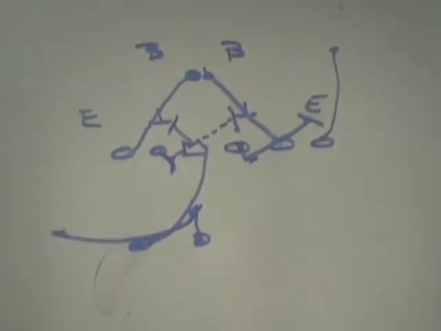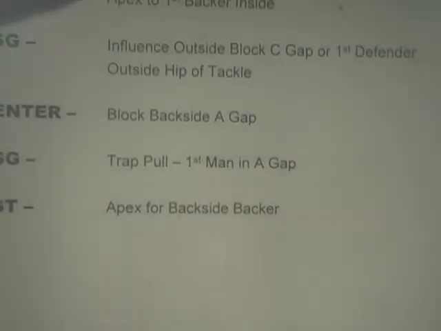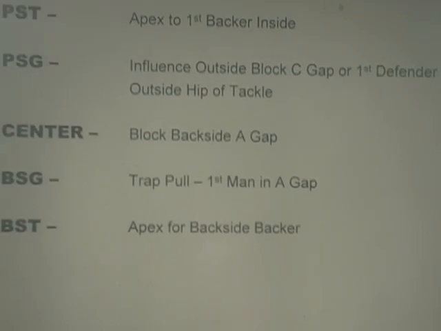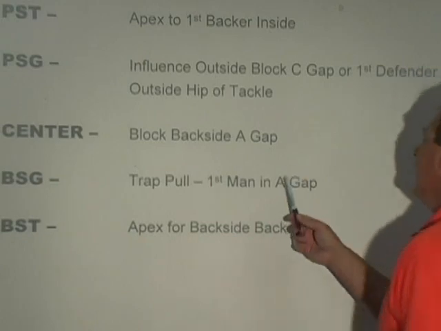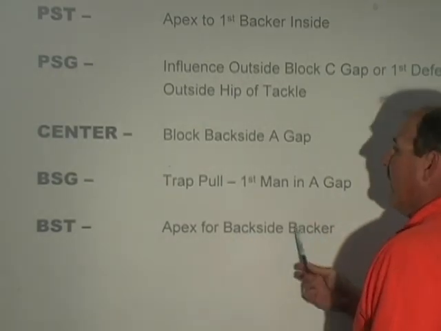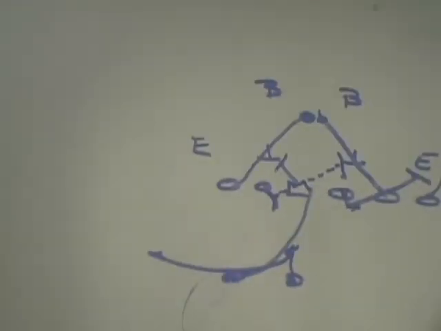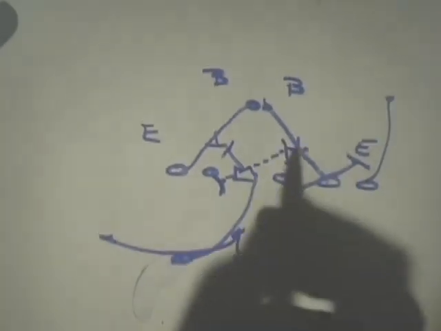Now, we tell that guard he's trapping, as we see on the rules here, we say we're trapping the A-gap area. And I'm going to show you why in a minute. We say the backside guard, you're trapping the first man in the A-gap. And then apex, we see right here, apex to tackle the backside linebacker. Now, watch what I mean by this. This is what apex blocking first thing in that gap means.